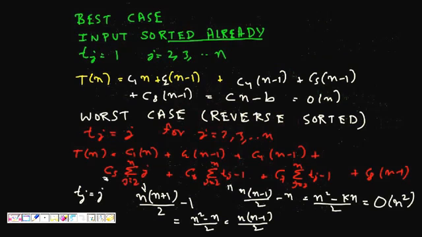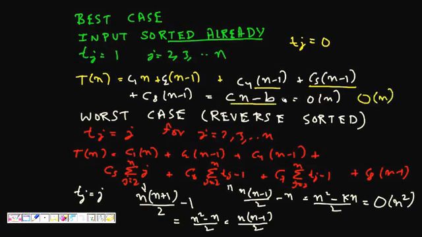So we don't have to do any work if it is already sorted, and hence tj is equal to 0 in the best case. The first line is executed n times, and the coefficients are put so they can take care of all the operations in the line. Then c2 (n minus 1) plus c4 (n minus 1) plus c5 (n minus 1). This way we add, and we see that our algorithm is linear in n, so it is O of n.